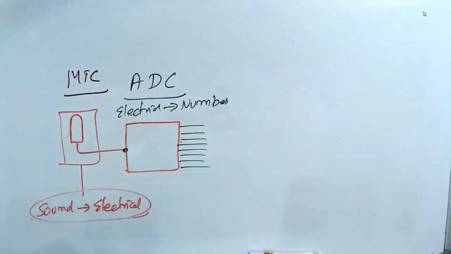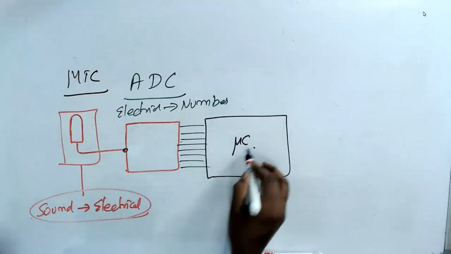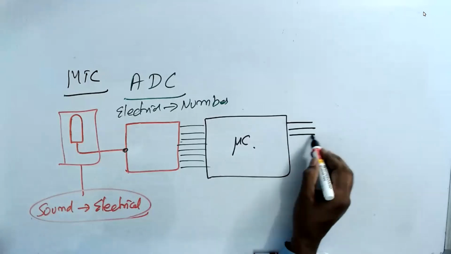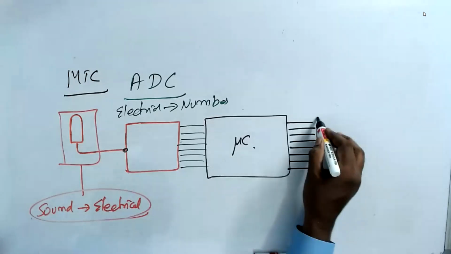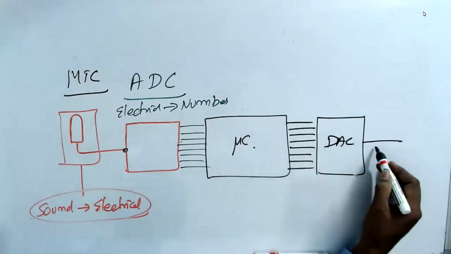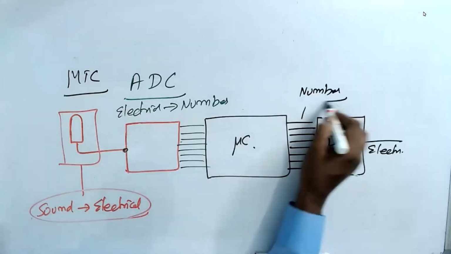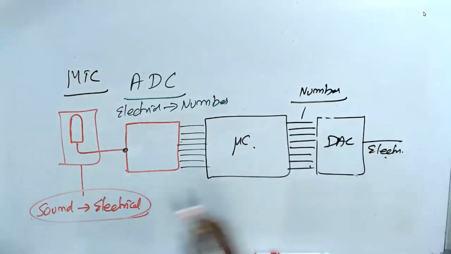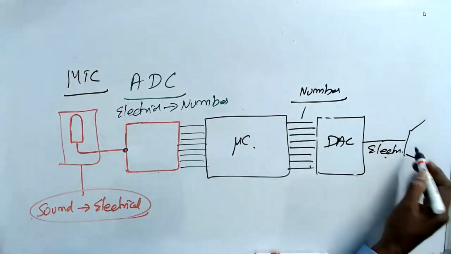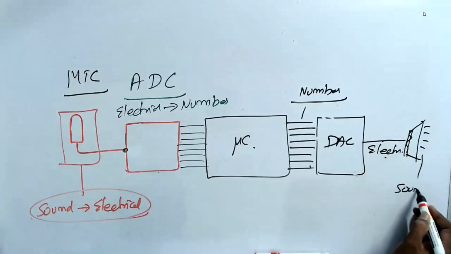Then these numbers are taken by your microcontroller. Then the microcontroller will give these numbers out. And I have somebody called DAC who will give this once again as an electrical signal. So this is number to electrical, the opposite of this. Then here I have a speaker, which gives you sound back.